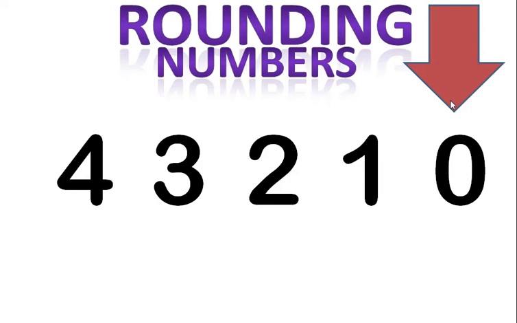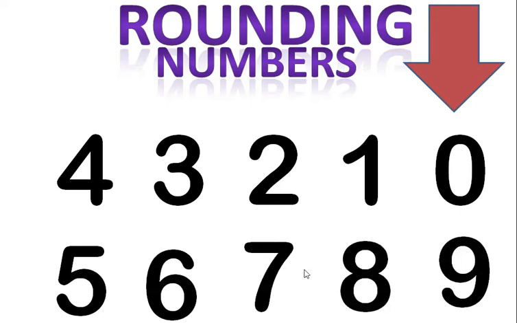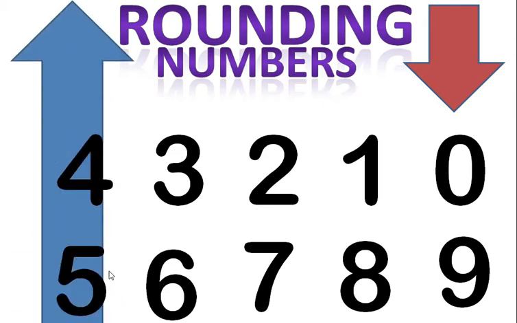Okay, here's the other rule. Any number 5 and above, and that would be 5, 6, 7, 8, 9, you round up. Saw how easy that was? You already got 2 rules under your belt. First rule, any number 4 and below, you round down. Any number 5 and above, you round up. Now, let's see what this actually looked like in action. Let's check it out.